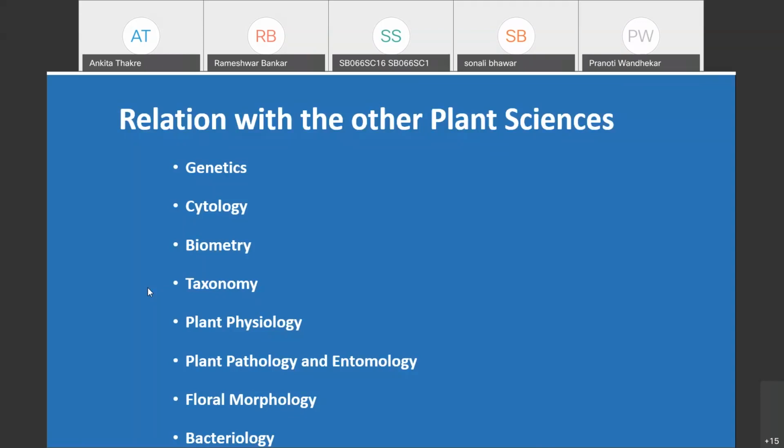Then floral morphology. The knowledge of floral morphology is important especially in hybridization. It is one of the important methods of plant breeding. We will discuss hybridization in detail in the next lecture, because first of all, here we are discussing the relation with the other plant sciences. Floral morphology is especially important in the hybridization method of plant breeding.